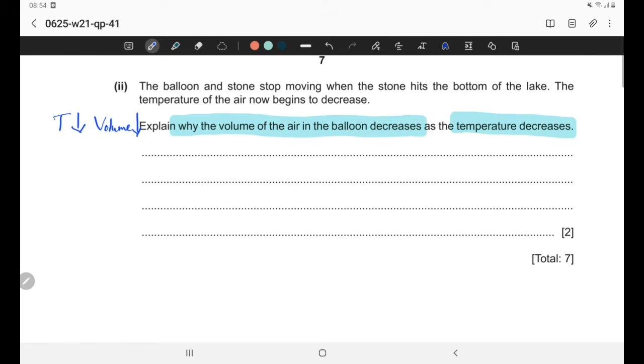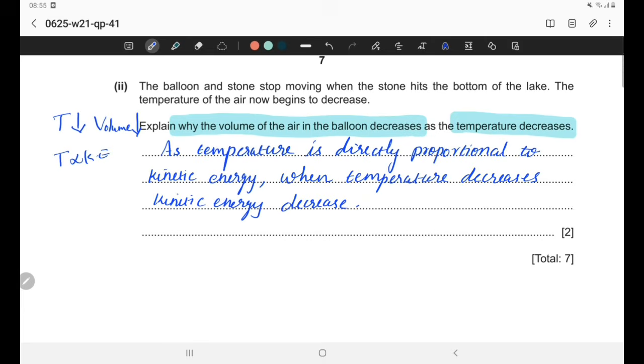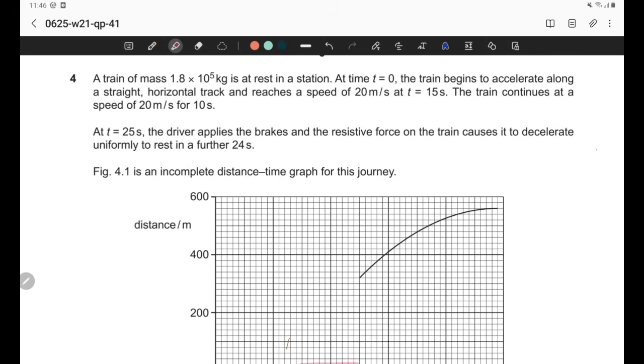So first point we can write, the temperature is directly proportional to kinetic energy. So as the temperature is directly proportional to kinetic energy, when temperature decreases, kinetic energy decreases. Because of that, the molecules collide less frequently, so automatically the volume of the balloon will reduce. Since it is a 2-mark question, these 2 points are enough.